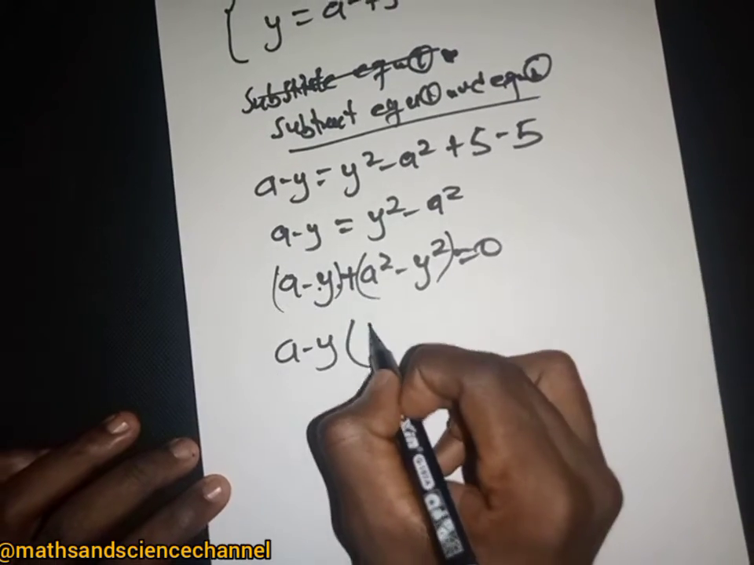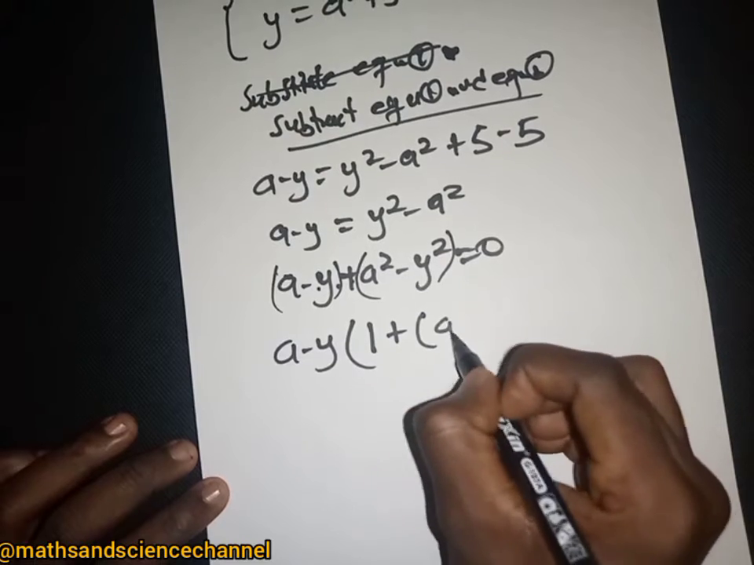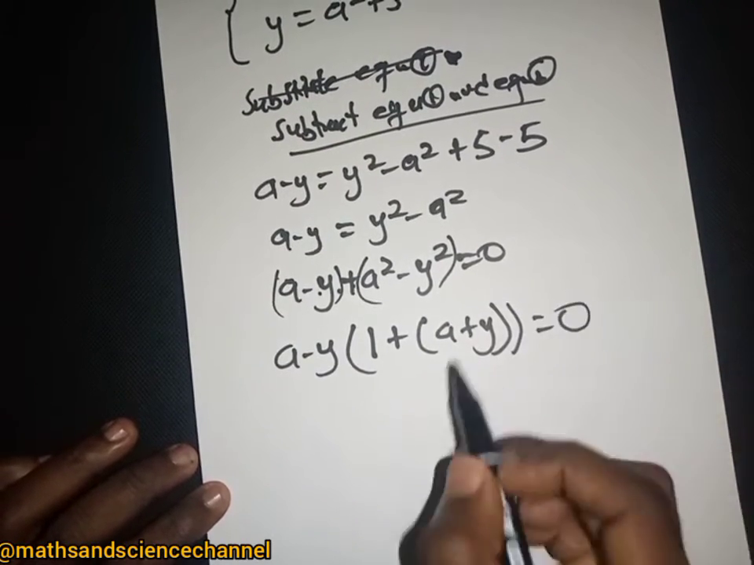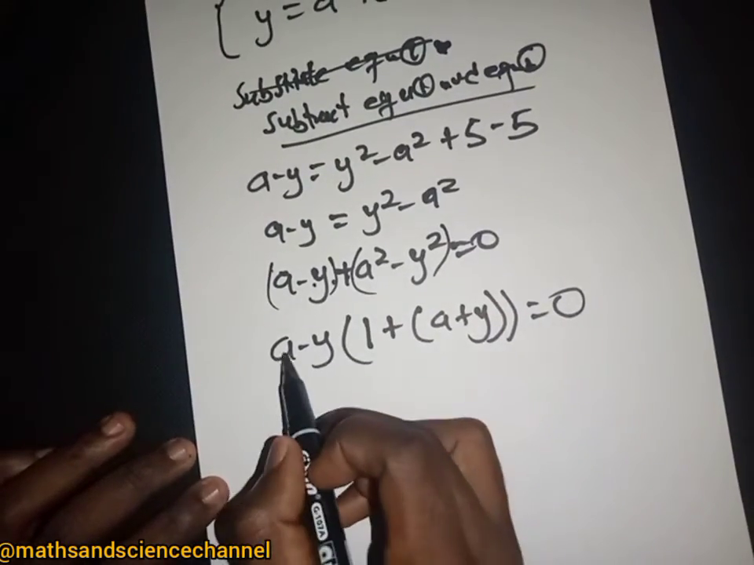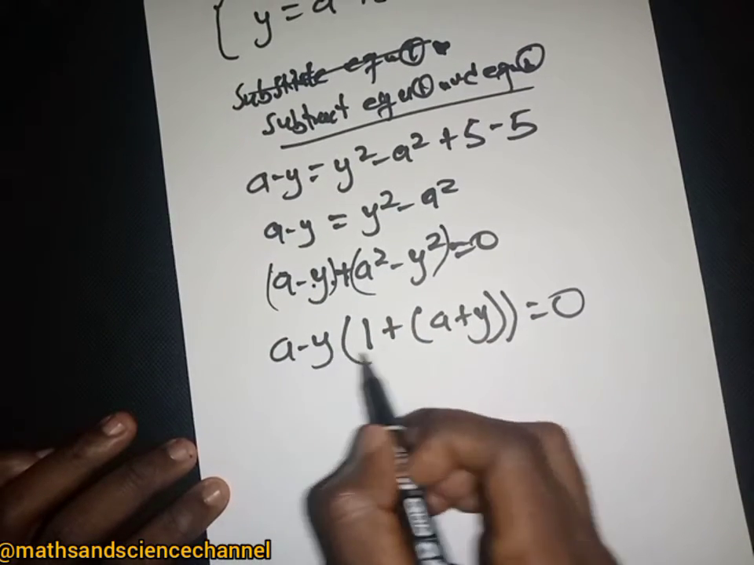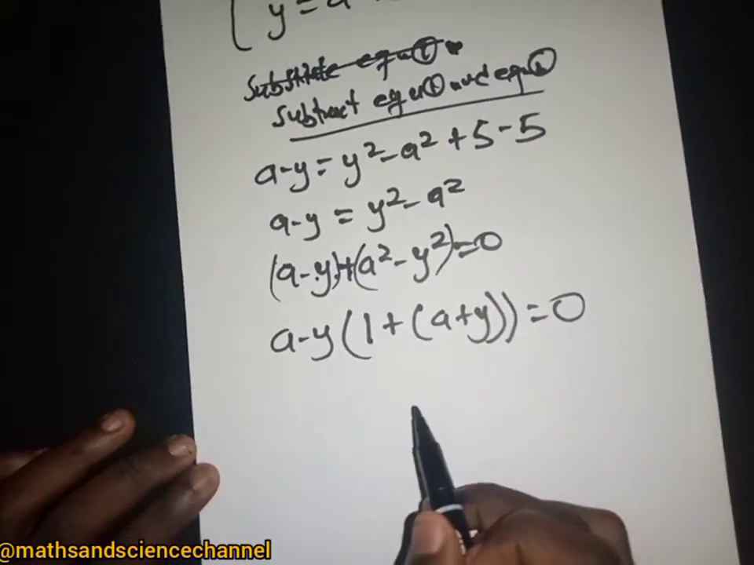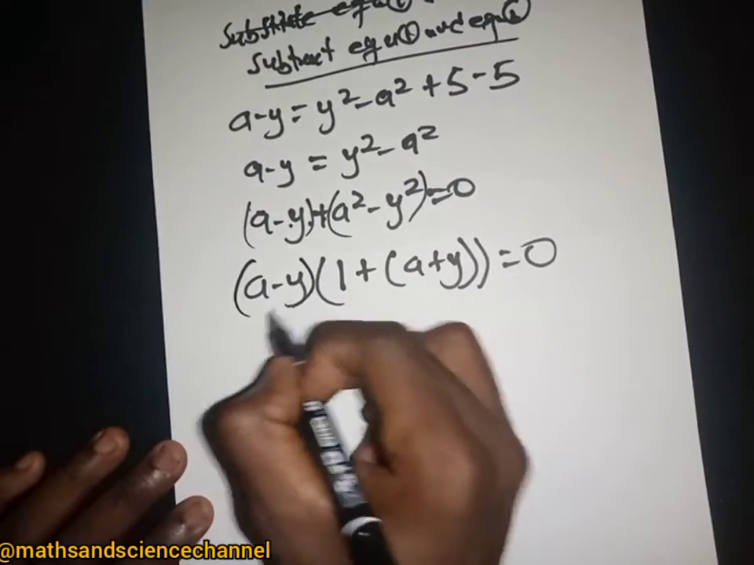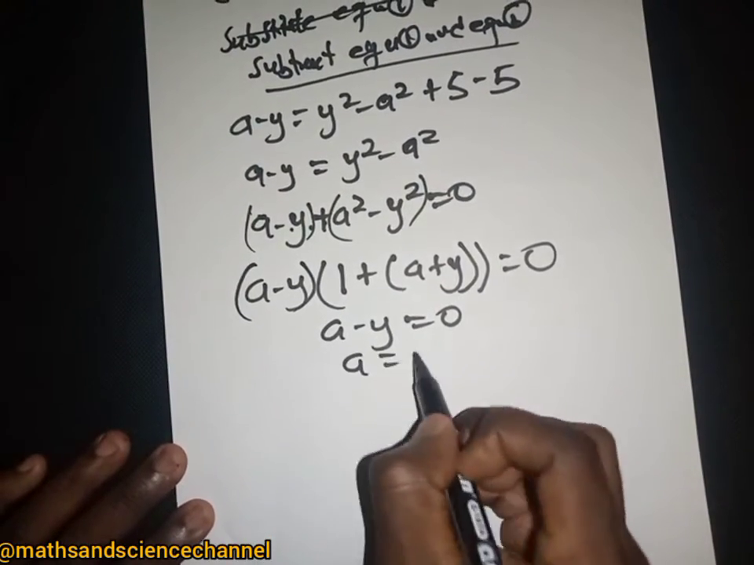Now what we are left with is 1 here, and just plus a plus y being equal to 0. Now when we expand the whole of this, we should get that, right? Because a minus y will just give us that. Then a minus y multiplying a plus y is just a squared minus y squared, right? Okay, so we have a minus y here being equal to 0, and therefore a is basically equal to y.